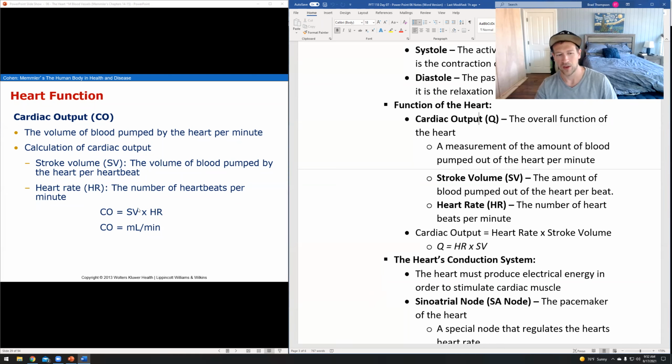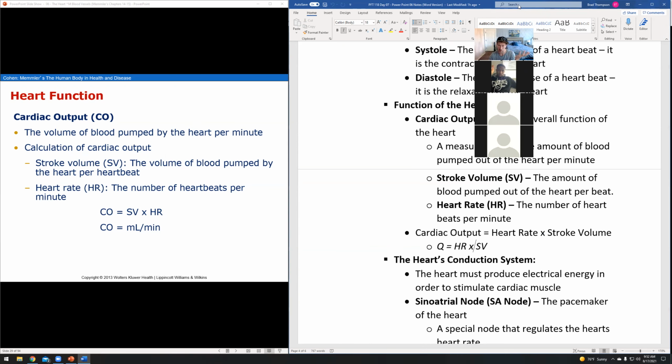You'll notice they have this equation written here, which is cardiac output equals stroke volume times heart rate. NASM is going to write that differently. NASM is going to write it as Q, which represents cardiac output, equals heart rate times stroke volume. And if you wonder why, it's because technically it's a quotient of blood. That's where the letter Q comes from. It's super annoying. It's driven me crazy for years.